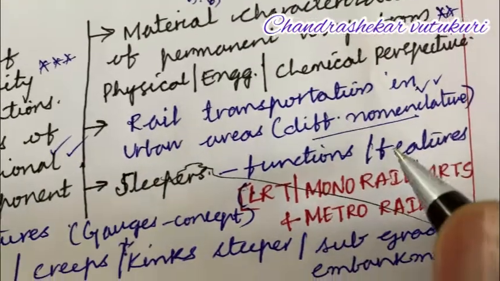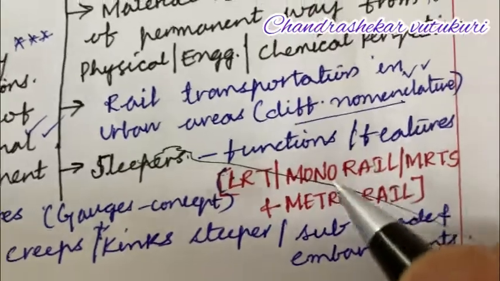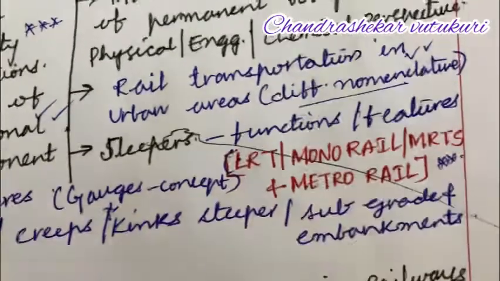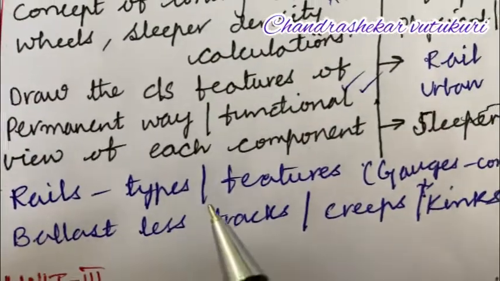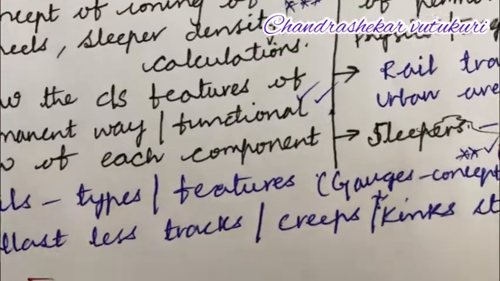Sleepers along with the functions and features, and defining the terms and features and functions of LRT, monorail, MRTS and metro rail may be the short and long question this time in the form of 2 and 3. Another short question I can give you is the rails and the types and the features and the gauges concept may also be one of the short questions this time.